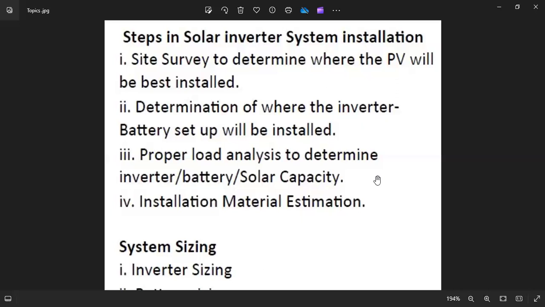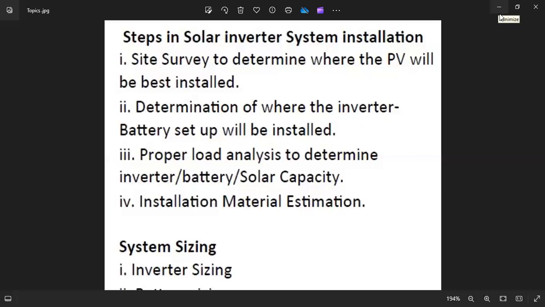The next thing we're going to be looking at is proper load analysis to determine inverter, battery, and solar capacity. That is where a lot of us make mistakes. A lot of engineers and technicians make mistakes when it comes to solar calculation, load calculation, solar installation. Once you make a mistake, you hear issues of this thing doesn't power, doesn't give you the desired result, you are not getting the desired goal for the installation.